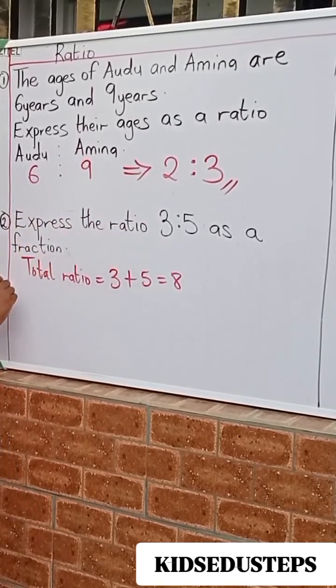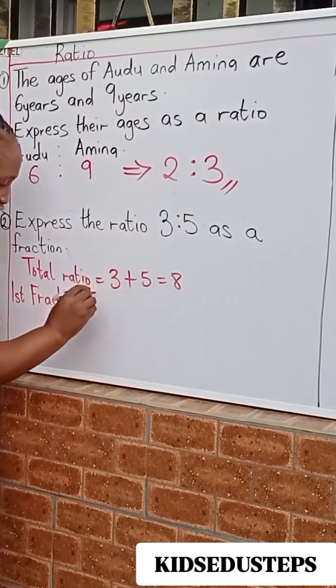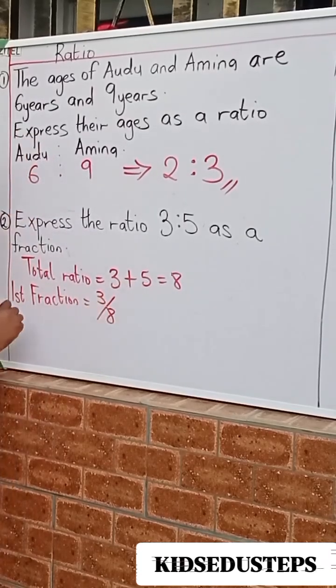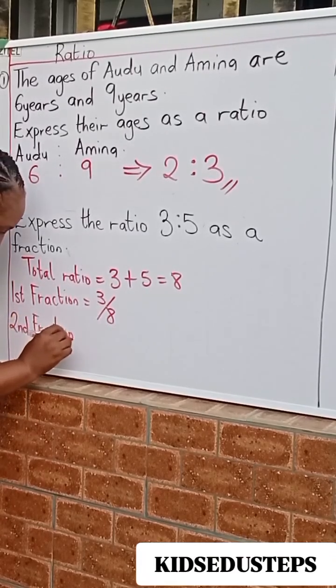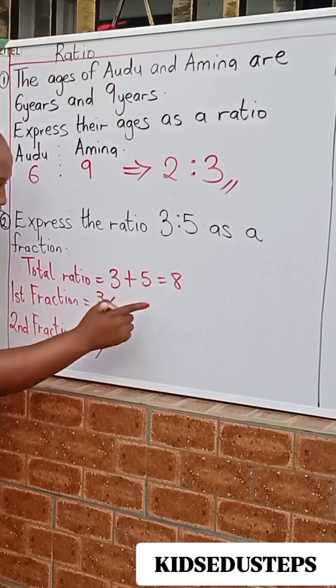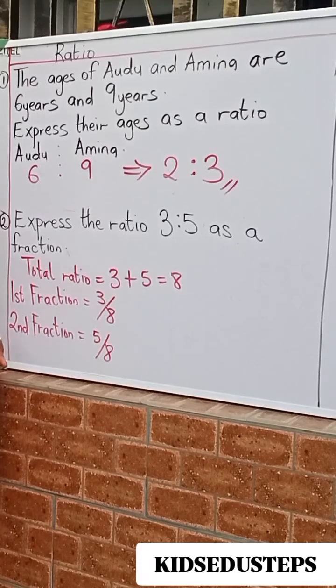So, first number will give you, okay, let me write that. First fraction equals this 3, which is the first number, over the total fraction, 8. And second fraction will give you the second number, which is 5, over the total fraction. So these are your answers. In this case, you have 2 answers.